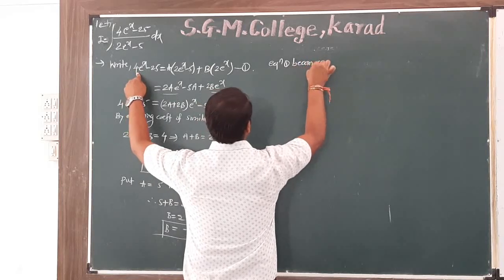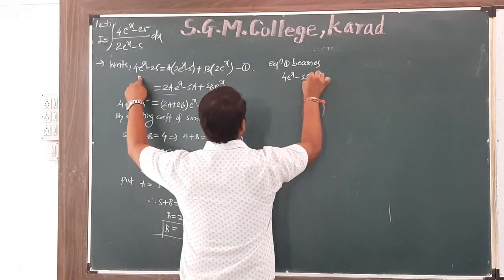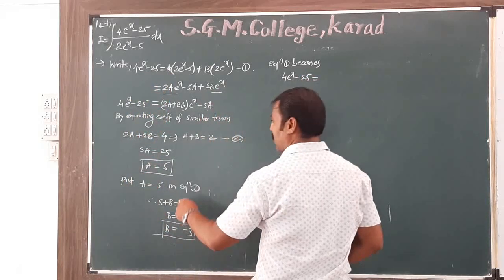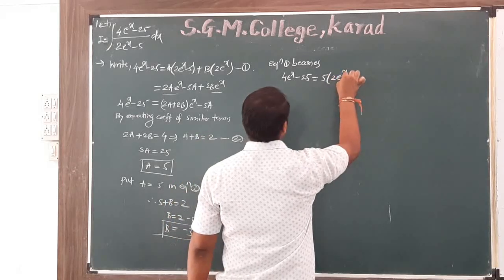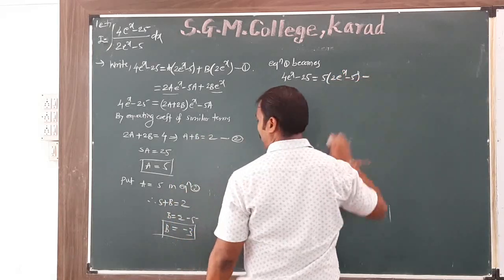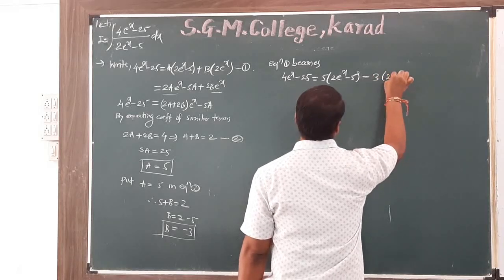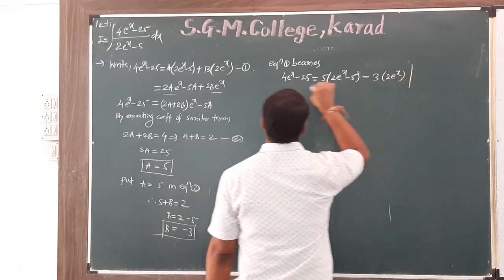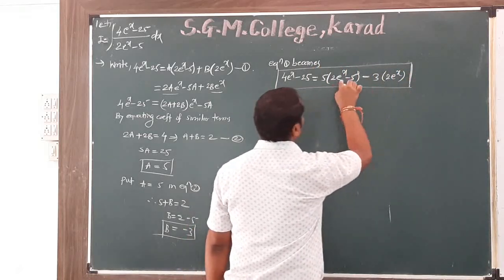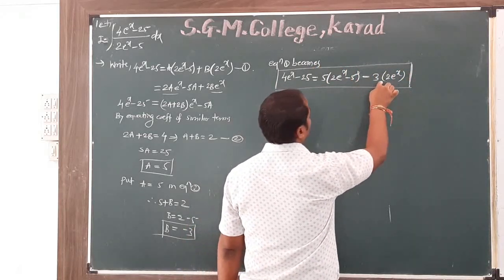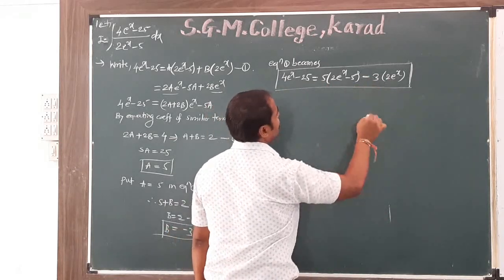what happened with equation first? 4 e raised to x minus 25 is equal to, here value of a is 5 into 2 e raised to x minus 5 plus value of b is minus 3 into 2 e raised to x, means our numerator becomes 5 into 2 e raised to x minus 5 minus 3 into 2 e raised to x. On simplification of RHS we get LHS.